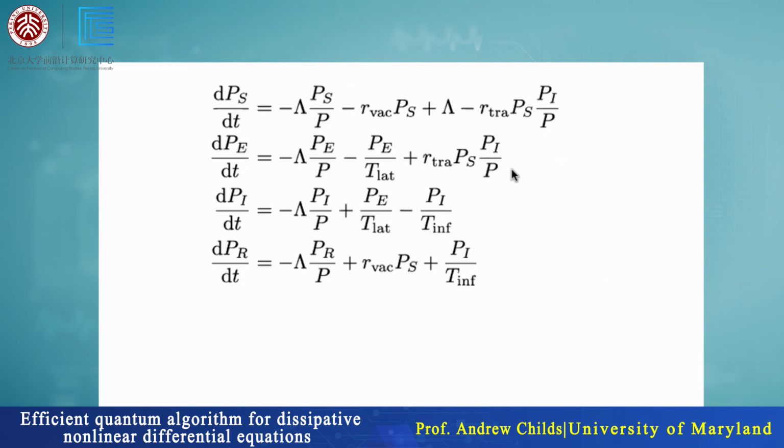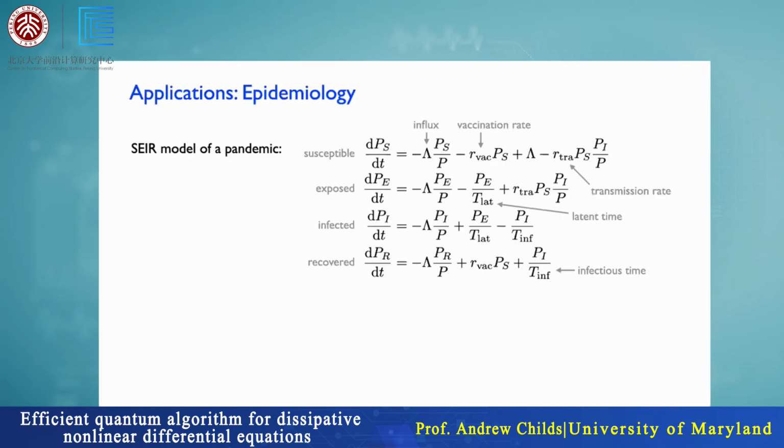This is a model that occurs in the epidemiology literature. The details are not so important, but there are 4 parts of the population: the susceptible part, the part that's been exposed, the part that's been infected, and the part that has been infected but then has recovered. There are a bunch of parameters in the model that capture various features. For example, some set of individuals is coming into the population, captured by this influx parameter, and there's a rate at which the population is being vaccinated, etc.